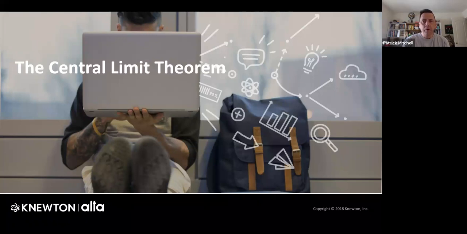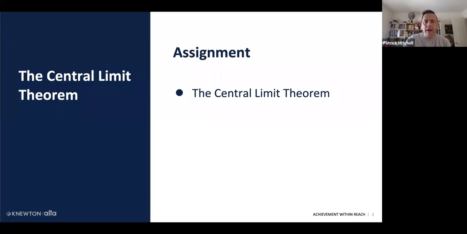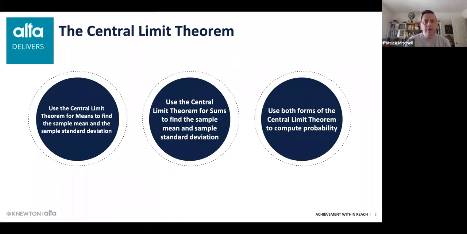Today we're talking about Chapter 7, which is the central limit theorem. That corresponds with one assignment in the Newton-Alta homework. That assignment is called the central limit theorem. So we're going to be talking about two different forms of the central limit theorem, the central limit theorem for means and the central limit theorem for sums. They're actually pretty similar.